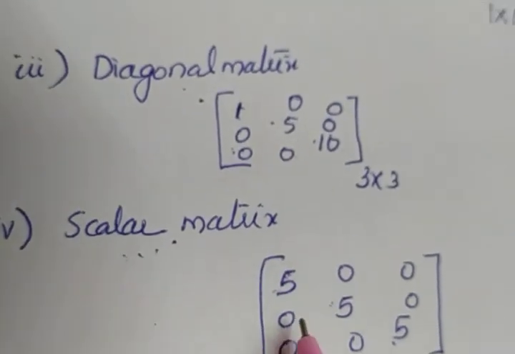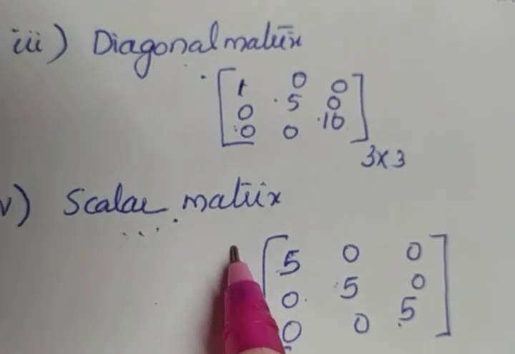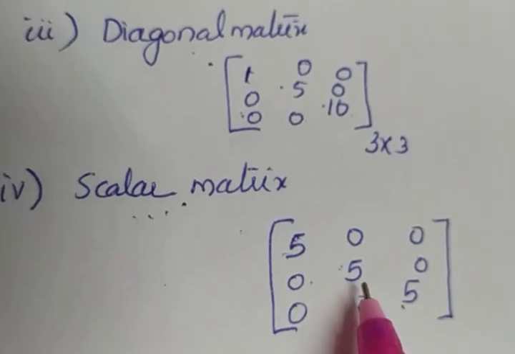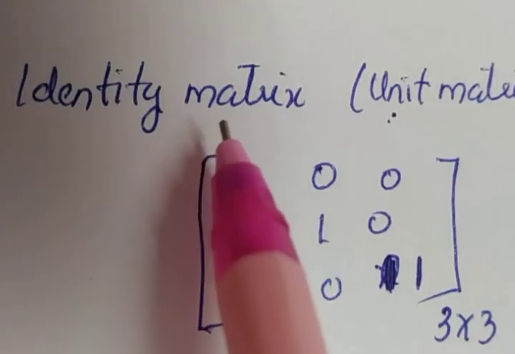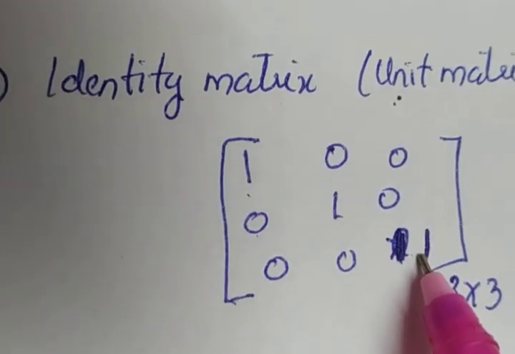What's a scalar matrix? It must be a diagonal matrix. For a diagonal matrix, it must be a square matrix. It's a diagonal matrix with all diagonal elements the same. And what about identity matrix? Identity matrix is a scalar matrix in which all the diagonal elements are 1. Clear?